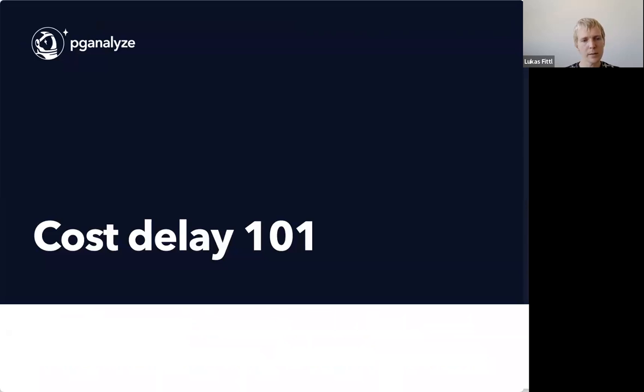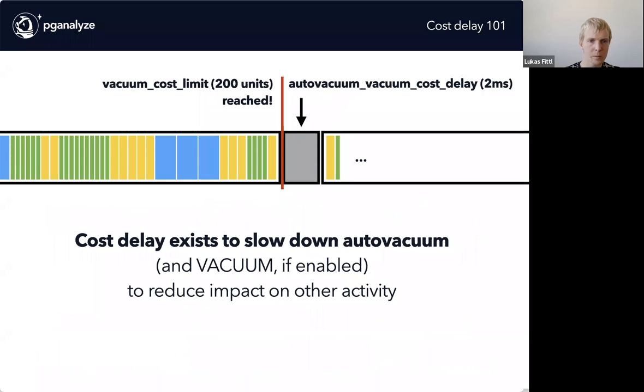All right, let's talk about cost delay a little bit. Cost delay exists to slow down autovacuum. Really the point is that we want to reduce our impact on other activity, so we don't want to have autovacuum mess with our workload.